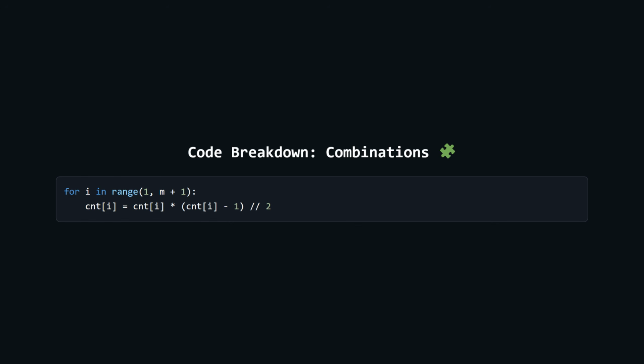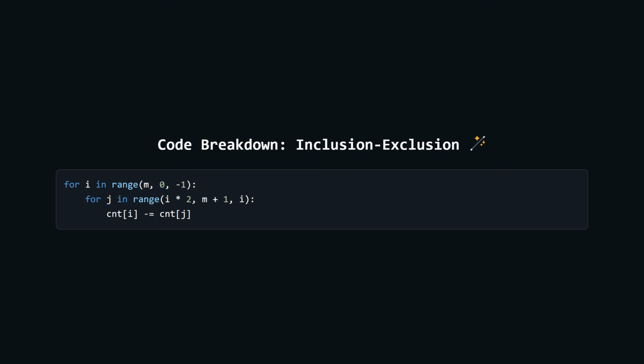Now we turn those counts into potential pairs. We loop through again, and for each spot we apply our combination math. The count times the count minus 1 divided by 2. Now our array holds the at least pair counts. Now for the backwards loop to fix the overcounting. We start from the biggest possible number and go backwards to 1.